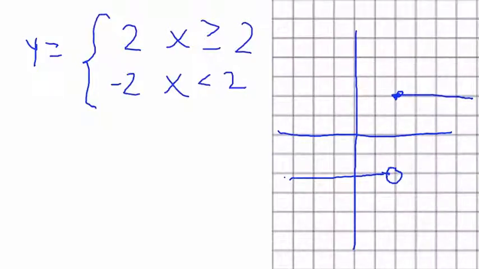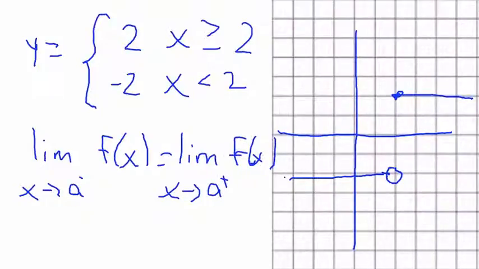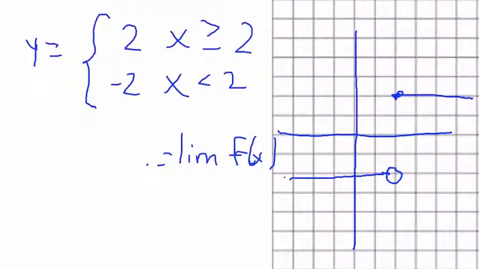So in this case, we can't find the limit, because a theorem states that the limit from the left-hand side of a function has to be equal to the limit from the right-hand side of the same function. If they aren't equal, then the limit does not exist.